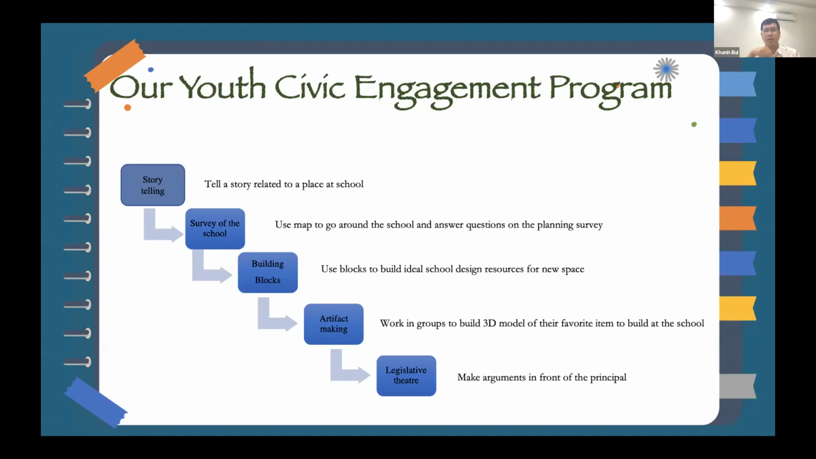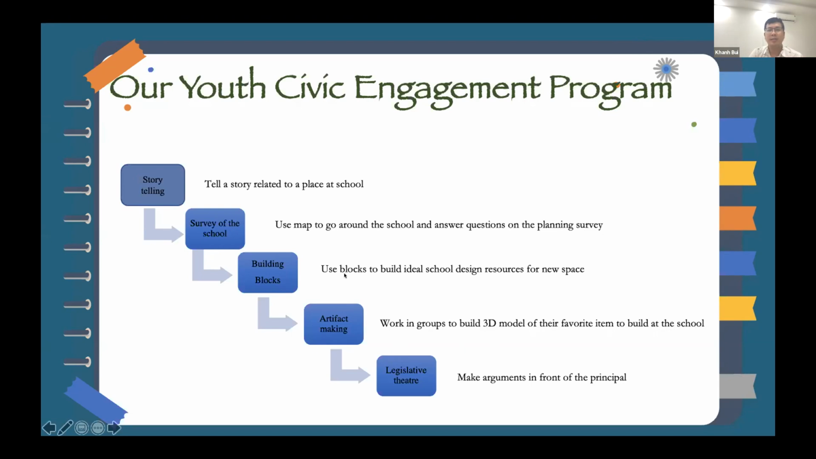They need to use different shapes and figures, and in phase number 3, building blocks, they use wooden blocks with different shapes. For example, they can use rectangular or square shapes to build the ideal school. Then in phase number 4, artifact making, they use color paper and crayons to build the artifact. And finally, they need to perform, so they use gestures and their body to perform in front of the principal.